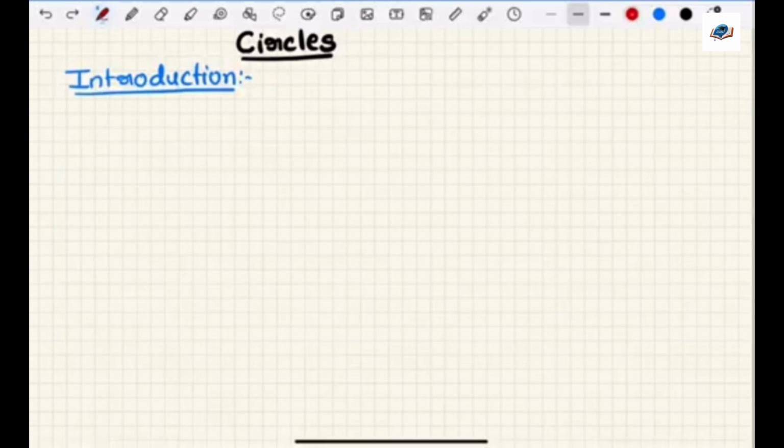Now, today we are going to start a new topic. The name of the topic is circles, and let us first discuss some of the important points which we should know in a circle. So, let us start with the introduction part. Now, the first point which I should know in a circle is center.